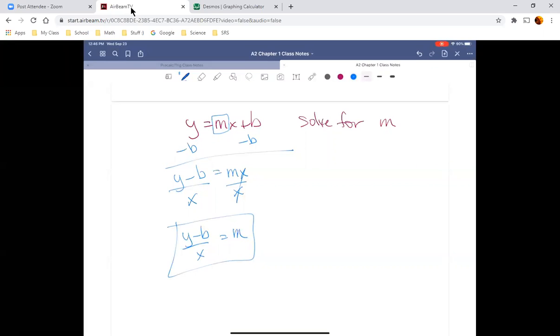What else you got? Create a table. They give you the equation, create a table, make a graph. You guys are good at that.